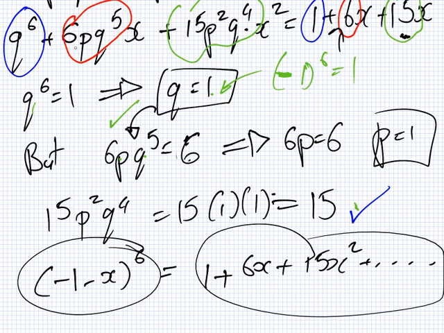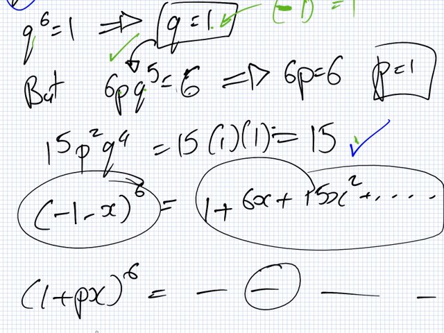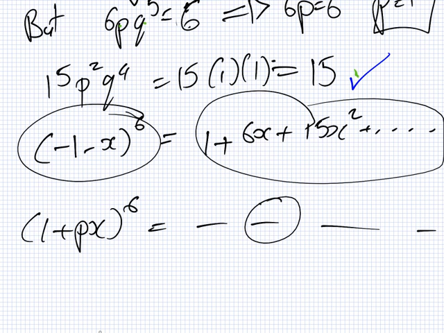In the exam though, if they gave you a question like this, they wouldn't make P and Q both unknown. Usually it's just one of them. So for example, an exam question might be more like this one: 1 plus PX to the power 6 equals, and then you have your terms. So you realize with just one term it's much easier to do, because you could probably do it just by looking at the second term. Anyways, in the exam it'll be a little bit easier than this. They'll just give you one unknown, not two unknowns. But I don't even think that was too difficult.